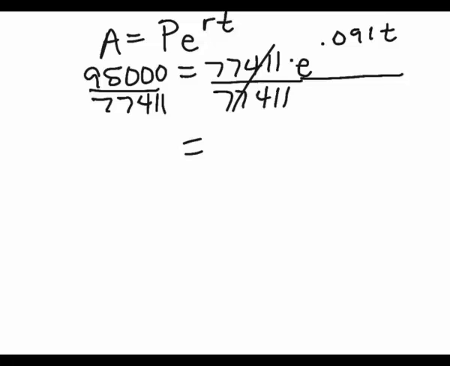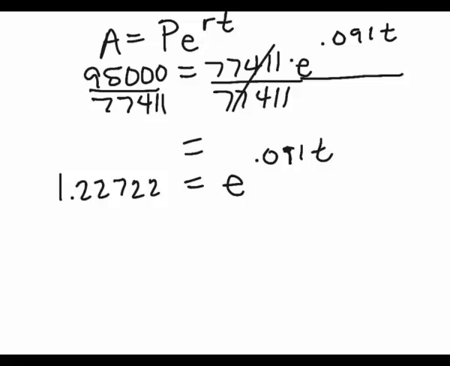That's gone. Remember to be very careful with how many decimal places you take. I usually take about 4 or 5, so 1.22722 equals e to the 0.091 t. So now we're on step 2. So step 1 was to isolate the exponential expression. Step 2 is to take the natural log of both sides.